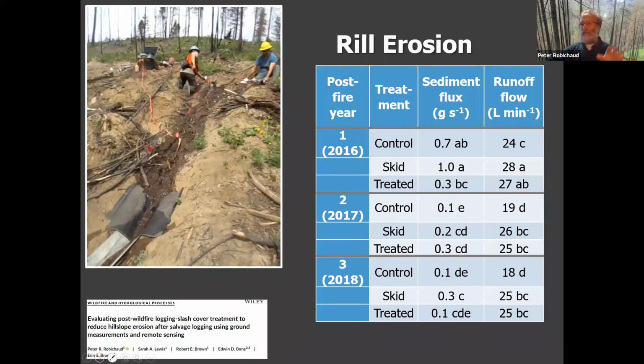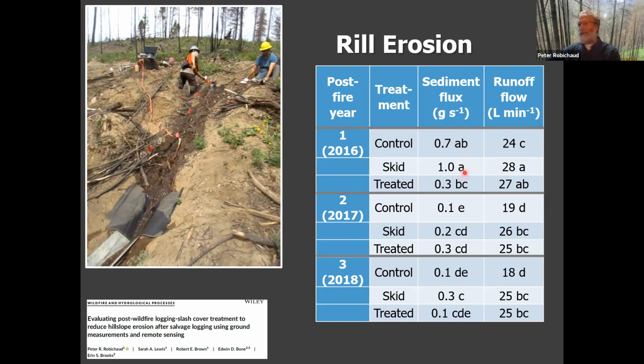So with that, we did our rill experiment, same experiment that I showed you earlier. We now did it here. Here's some of the data. So same experiment that we talked about earlier. My control, so this is high severity burn. There's my skid trail, and there's the treated skid trail with that slash. Sediment flux, 0.7, 1, and 0.3. The letters behind it try to tell you something about statistical significance. Is there significantly more or less sediment with one treatment or the other?